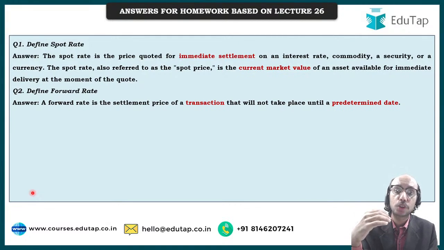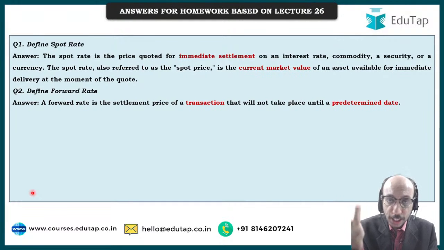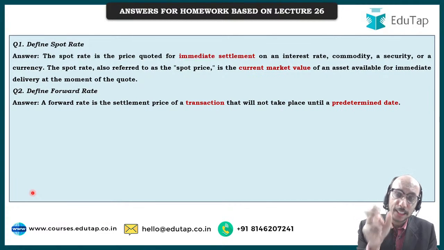लेट अस से कि मुझे लगता है कि भाव और ज्यादा ऊपर चला जाएगा तो मैं आज कम भाव के ऊपर फॉरवर्ड रेट के ऊपर सौदा बुक करना चाहता हूं, right. मुझे लगता है भाव नीचे चला जाएगा तो मैं आज ही ऊंचे वाले भाव के ऊपर माल को 1 महीना आगे बेचकर निकल जाना चाहता हूं. So forward rate helps us in hedging. So this forward rate is the settlement price of a transaction that will take place on a predetermined date.